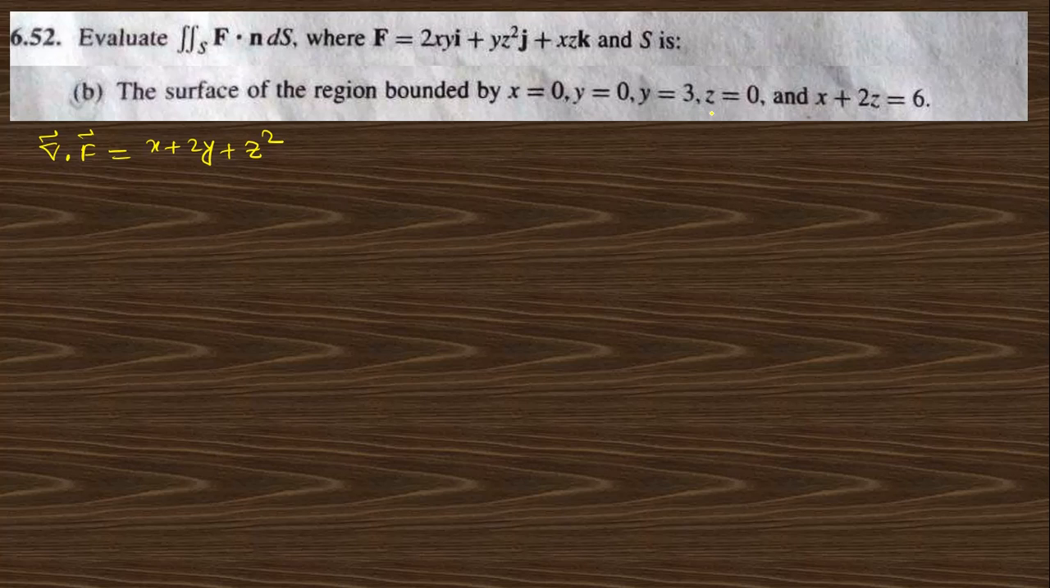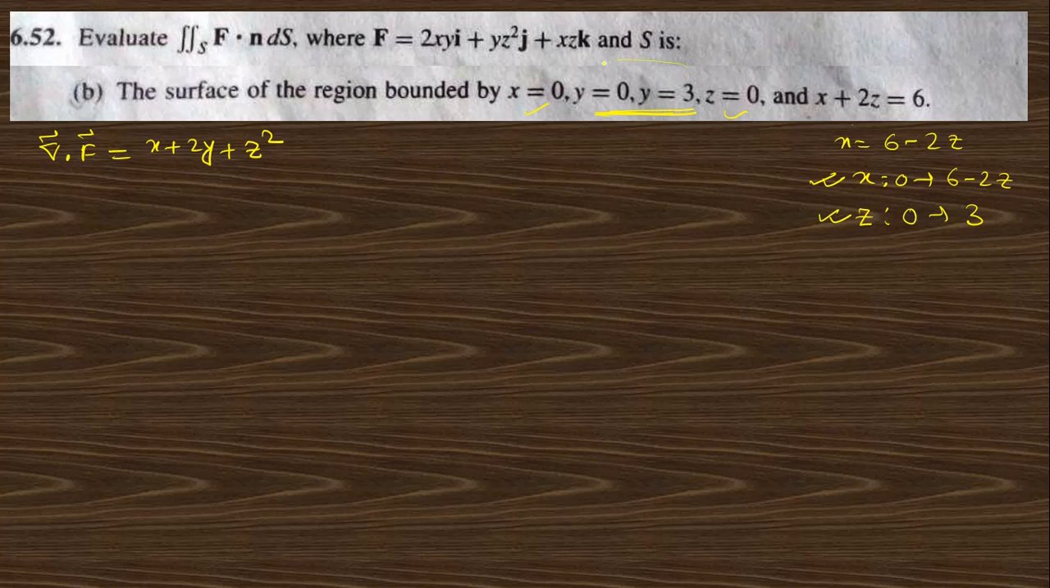Here y changes from 0 to 3, and x is related to z, so x can be written as 6 minus 2z. So x changes from 0 to 6 minus 2z, and z will change as well: if we put x equal to 0, z will be 3. So z changes from 0 to 3. So you need to integrate with respect to x first, then z.